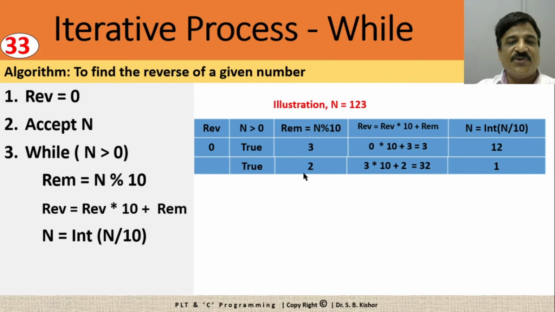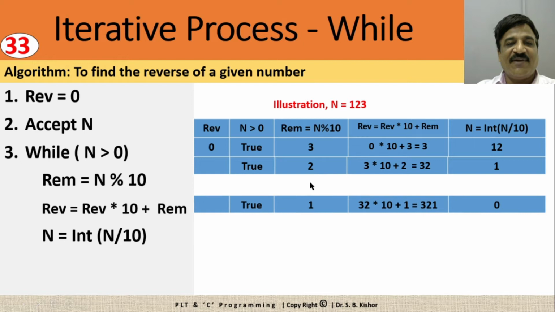Okay, now 12 is greater than 0. Yes, the condition is true. Again find out the remainder. 12 mod 10, the remainder is 2. The previous reverse number is what? 3. 3 multiplied by 10 is 30. 30 plus 2 is 32. And again 12 divided by 10 is 1.2. So the integer of that is 1. Now again go back to the loop and check whether 1 is greater than 0. The condition is true.